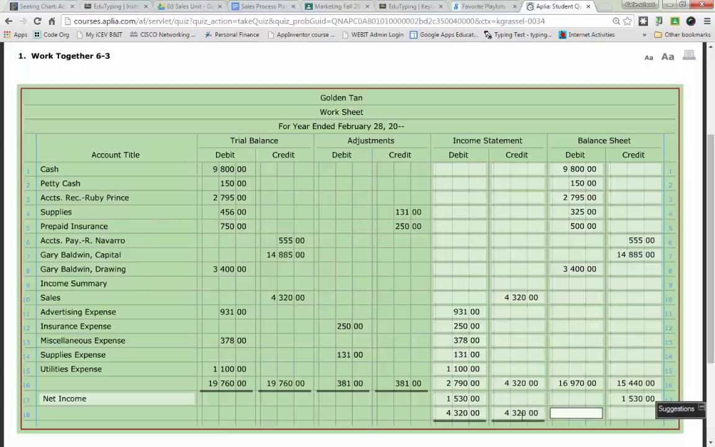Now, look. Income statement, what just happened? Yeah, my debits and my credits equal after I determine my net income. But here's how we prove that we did it right. I need to take this 15,440 and add my net income of 1,530. What should that equal? What if it doesn't? Somewhere you made a boo-boo, and you need to go back and find and fix it. Does ours come out? Do some math. Figure it out.